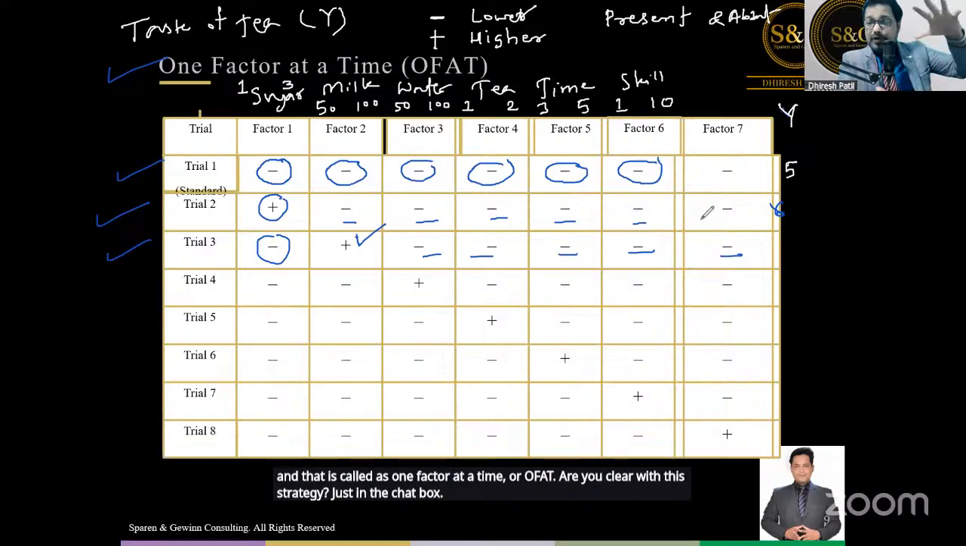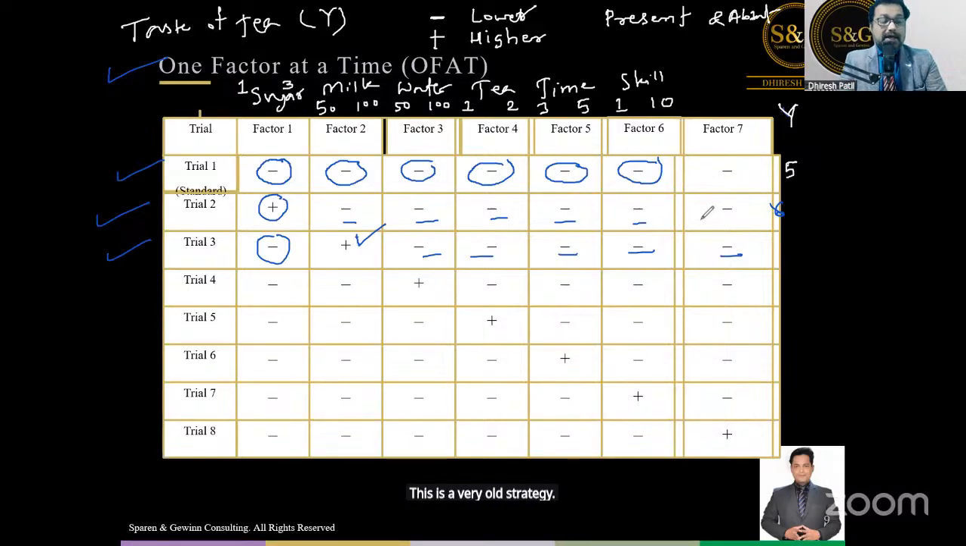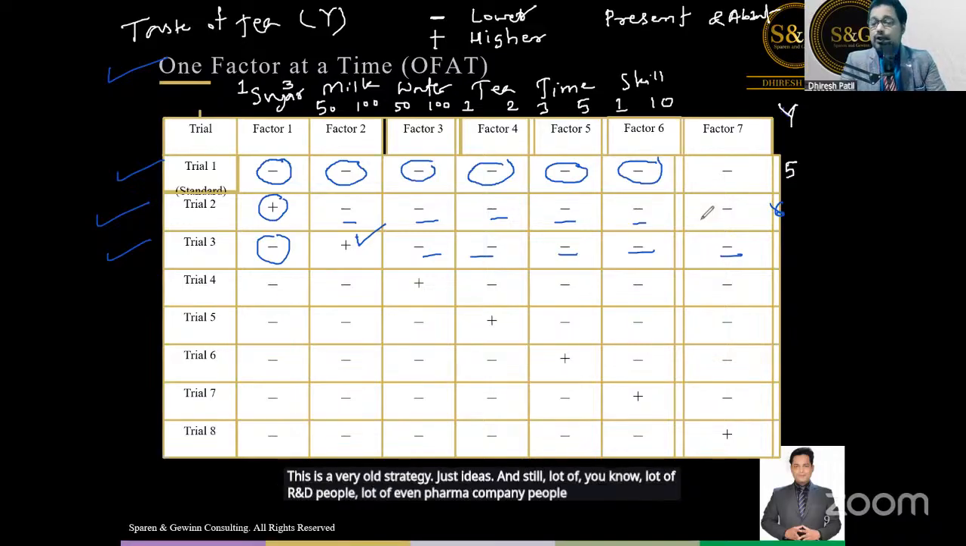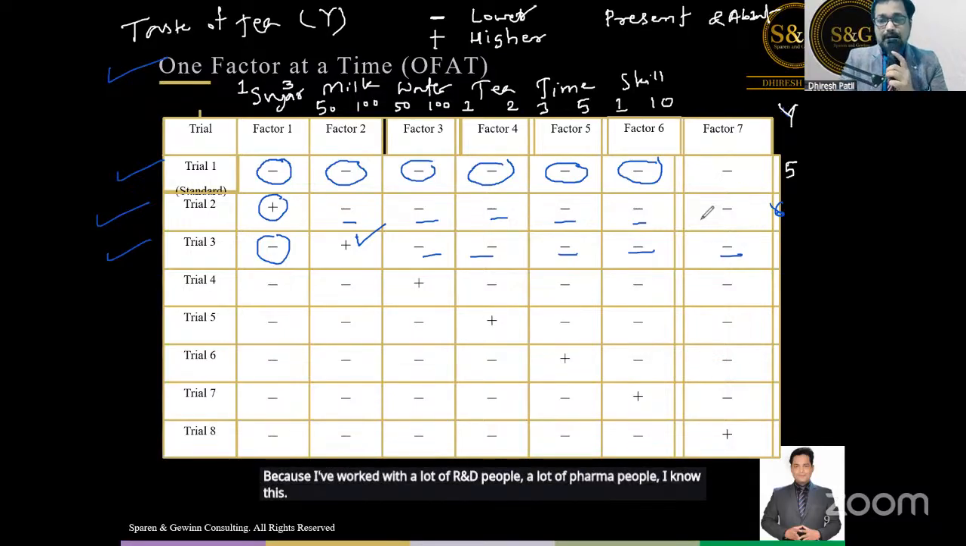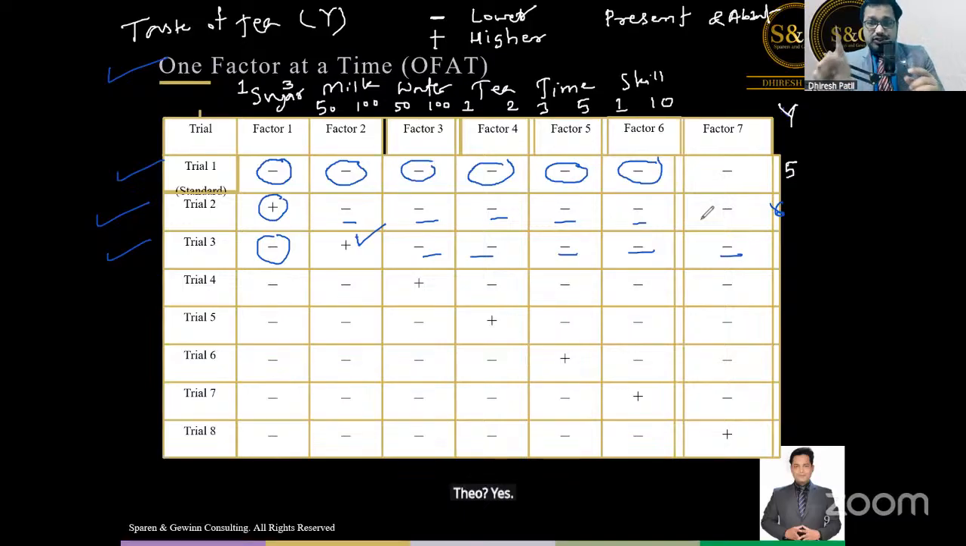This is a very old strategy. And still a lot of R&D people, a lot of even pharma company people are still using OFAT, one factor at a time, right now as we speak, because I've worked with a lot of R&D people, a lot of pharma people. I know this. Clear? Effect of 1 parameter change on the Y.